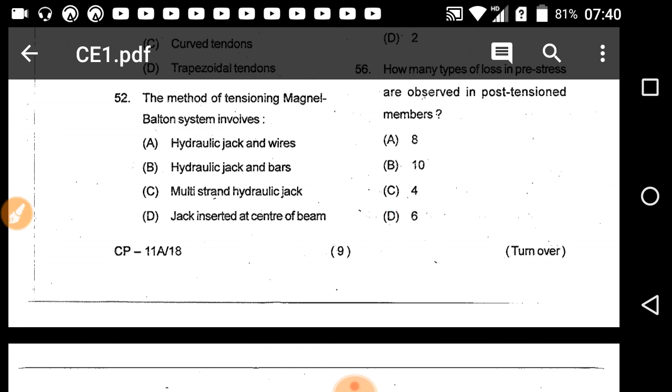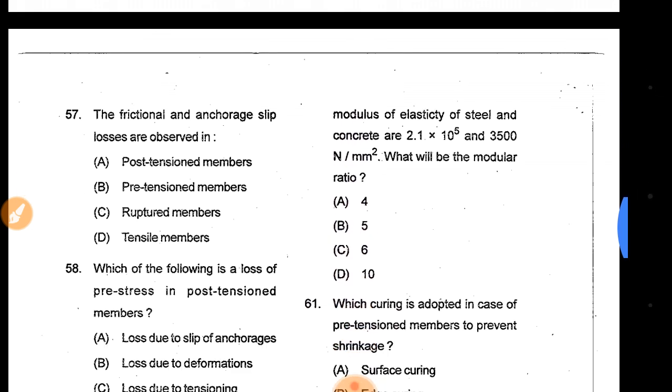Again I am telling you, 6, option D will be the correct answer. The frictional and anchorage slip losses are observed in: post-tensioned members, pre-tensioned members, ruptured members, tensile members. So the correct option will be post-tensioned members, that is option A.